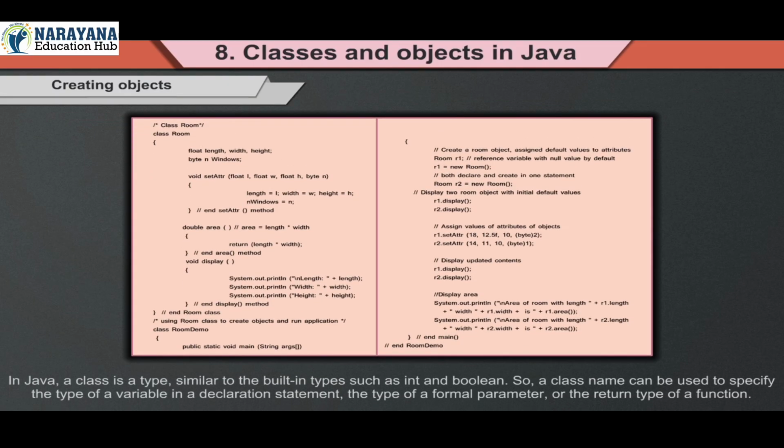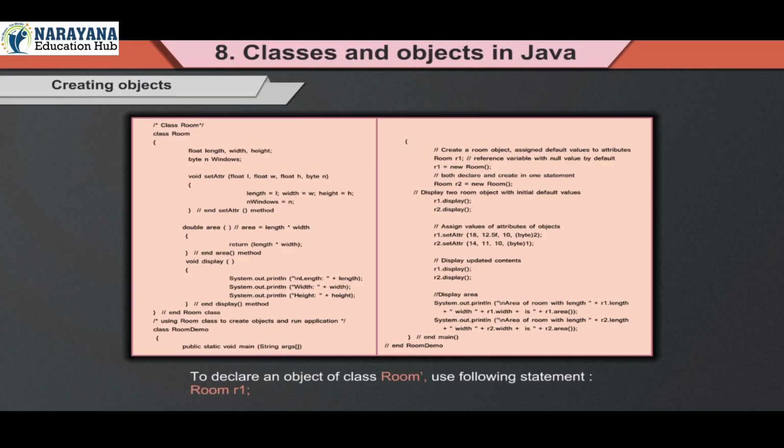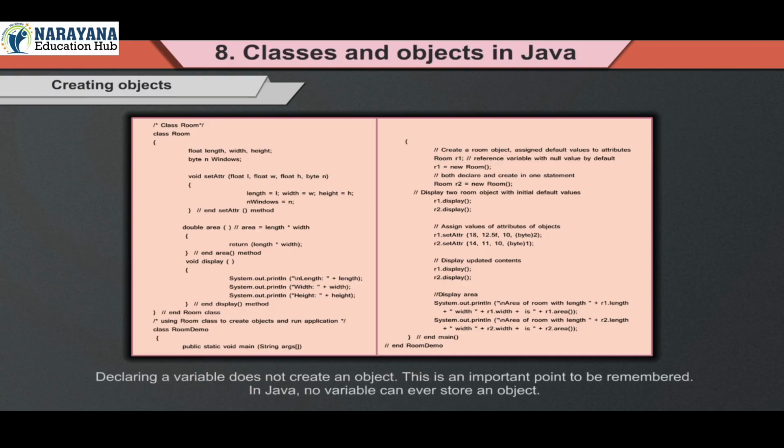In Java, a class is a type similar to the built-in types such as int and boolean. So, a class name can be used to specify the type of a variable in a declaration statement, the type of a formal parameter, or the return type of a function. To declare an object of class room, use the following statement: Room R1;. Declaring a variable does not create an object.